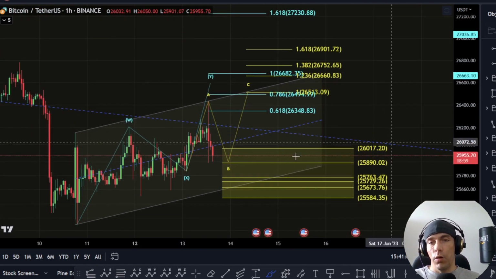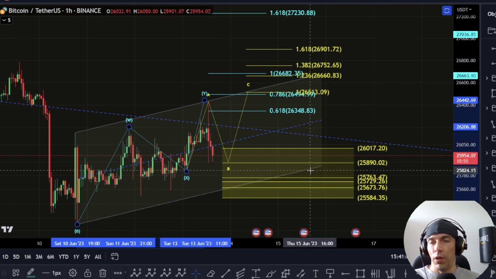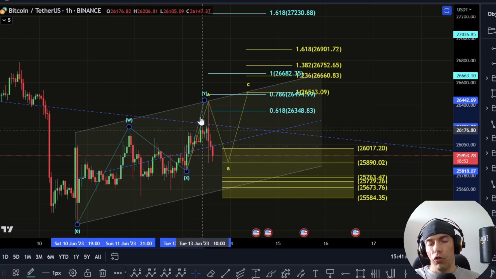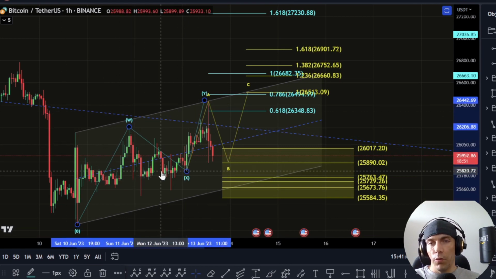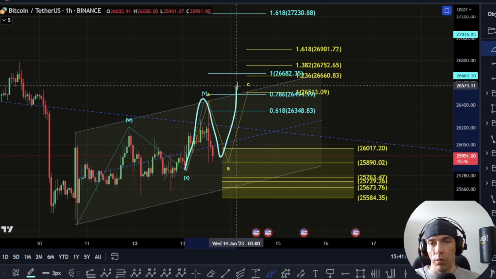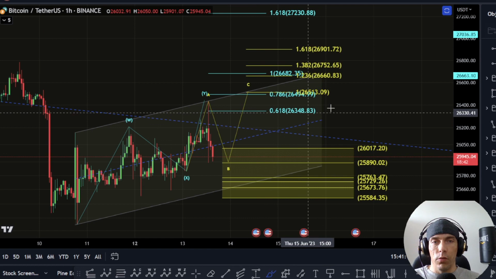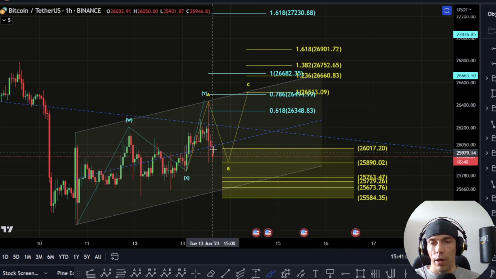Now, another way that we could argue that this is played out is that we could also say that potentially this Y wave is completed here. It would have been very short in comparison to this as a W wave in time. This is why I'm thinking that if this is a Y wave up, we could still actually have another leg. Now the typical zone we'd be looking for would be this 26,513 given our current level.